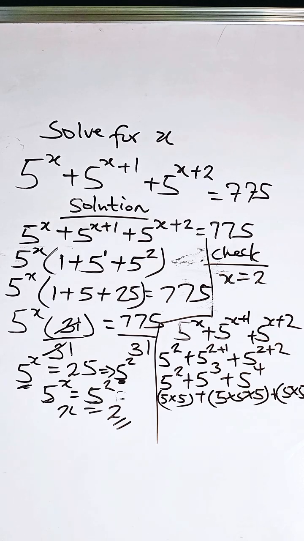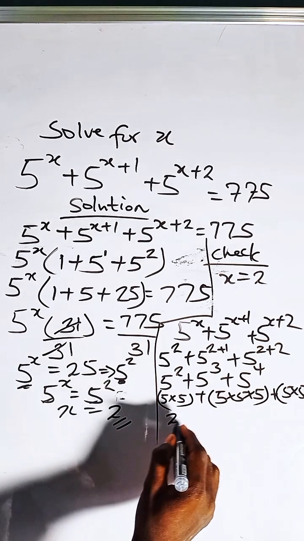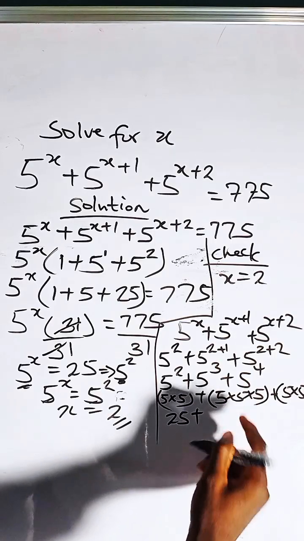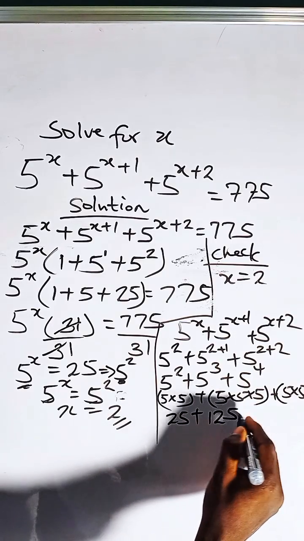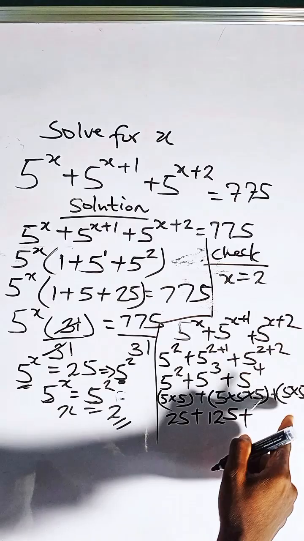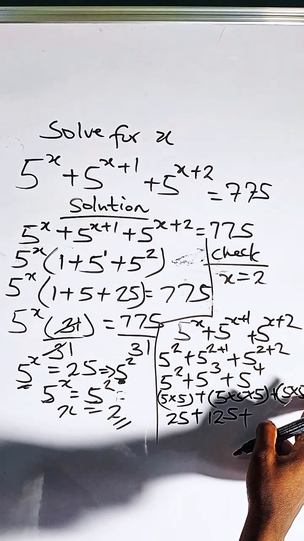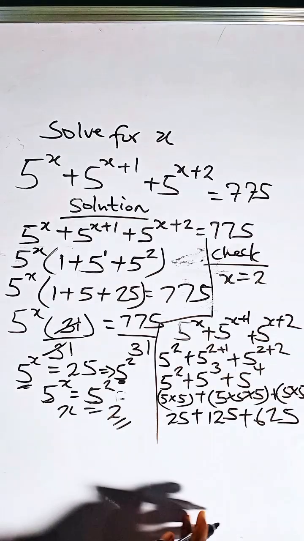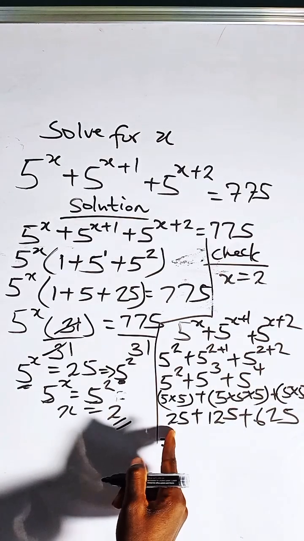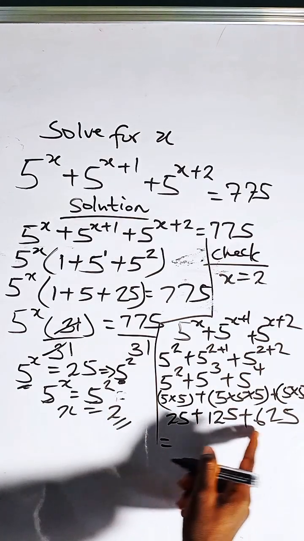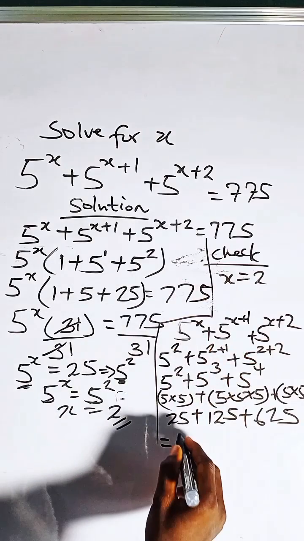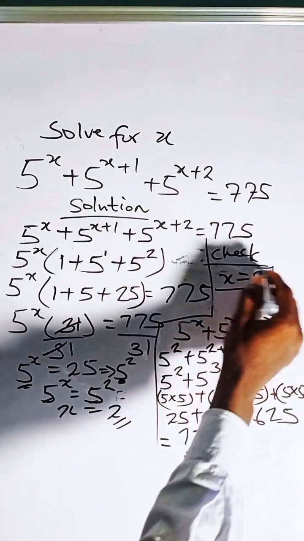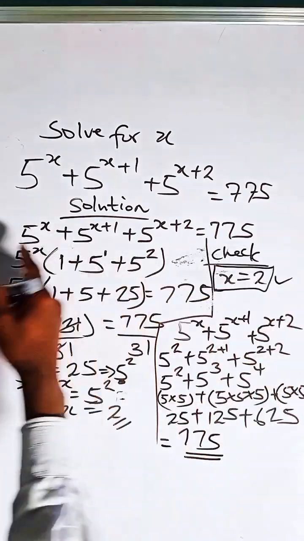So 5 times 5, we have 25. 5 times 5 is 25, 25 times 5 is 125, plus, 125 times 5, so we have 625. So when we add this together, 25 plus this, we have 775. So now the value of x equals, in this equation.